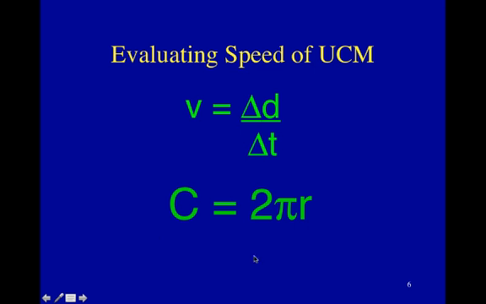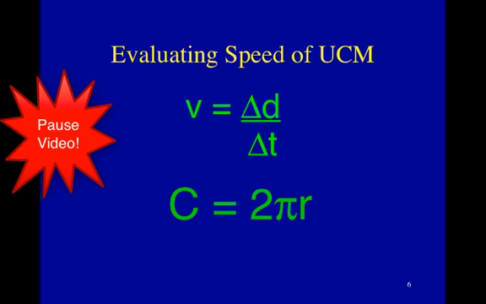So now that we know how to calculate circumference, let's go ahead and evaluate the speed of an object that's in uniform circular motion. How fast is it going? Well, if you recall, speed is the rate of change of distance. So the distance we know is the circumference, the 2 pi r, around a circular path. And the time to get all the way around a circular path would be the period of rotation, how long it takes to get around the circular path once. Pause and note these equations.